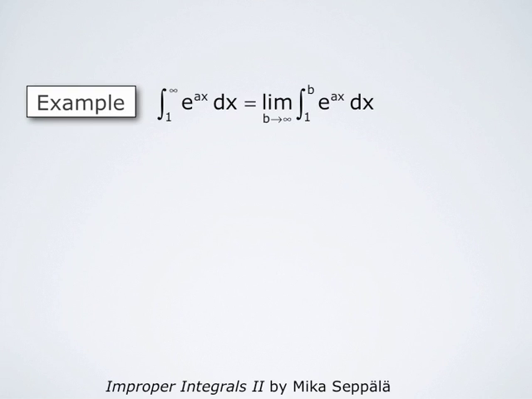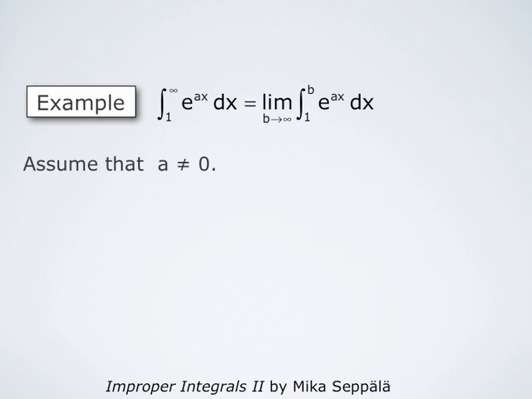The integral from 1 to infinity e to the ax dx has to be computed as the limit as b goes to infinity of the integral from 1 to b e to the ax dx. Observe first that if a equals 0, then e to the ax is e to the 0, which is 1. Integral from 1 to b of 1 dx is just b minus 1, and that has infinite limit as b goes to infinity. Therefore, if a equals 0, this integral diverges.